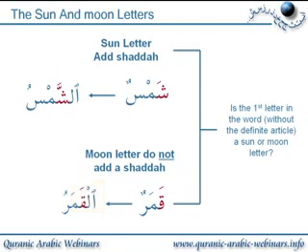Okay, so we're going to look at a few examples to build on this. And remember, if you just remember these two words, Shams and Qamar, then effectively you've got the two words you need to remember for this particular rule. And that's why they're called the sun and moon letters, because it's a simple example to remember.